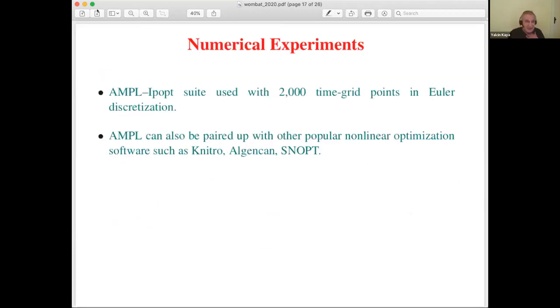In numerical experiments, I've used the AMPL IPOPT suite. AMPL, as many of you might already know, is an optimization modeling language and software. And you can pair it up with one of the popular finite dimensional nonlinear optimization software.